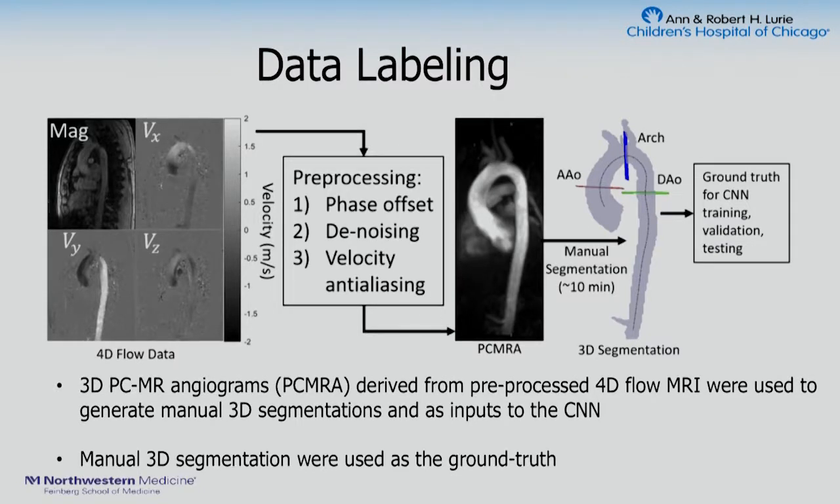All subjects were analyzed using a standard 4D flow pre-processing pipeline. Pre-processed data was used to calculate a 3D phase contrast angiogram, which served as the basis for manual 3D segmentations, as well as serving as an input for the CNN. This manual PCMRA-based 3D segmentation was used as the ground truth for training, validation, and testing.